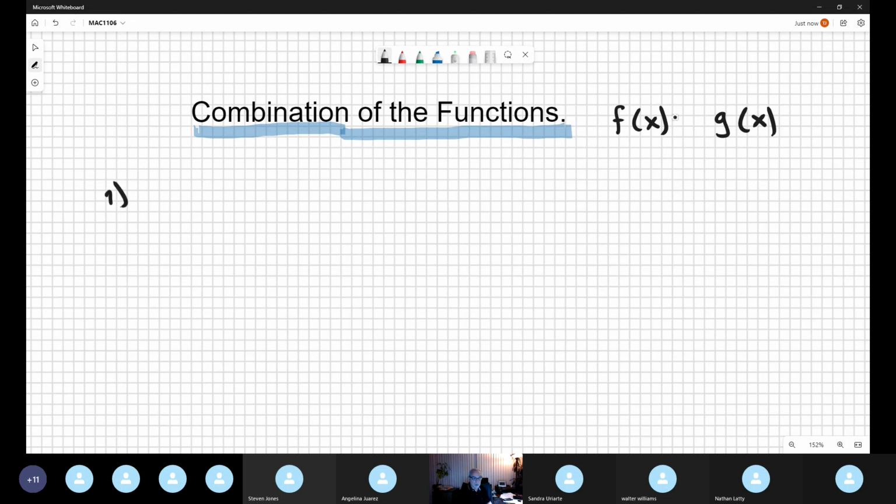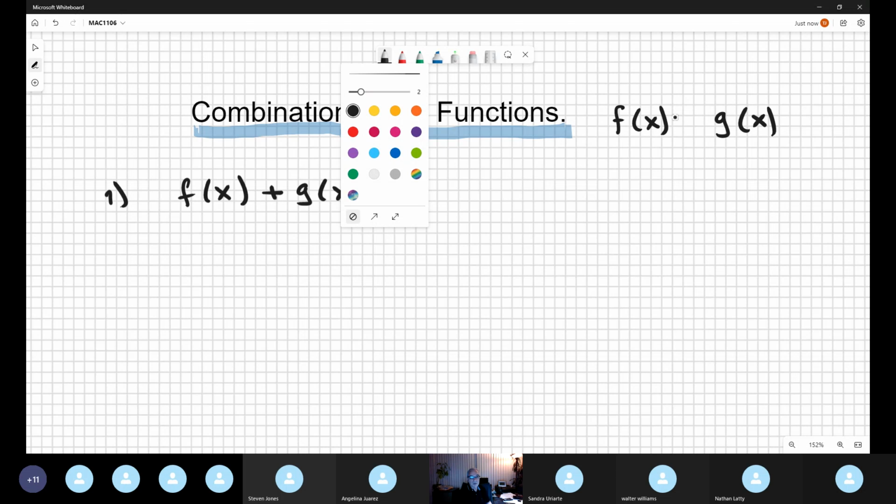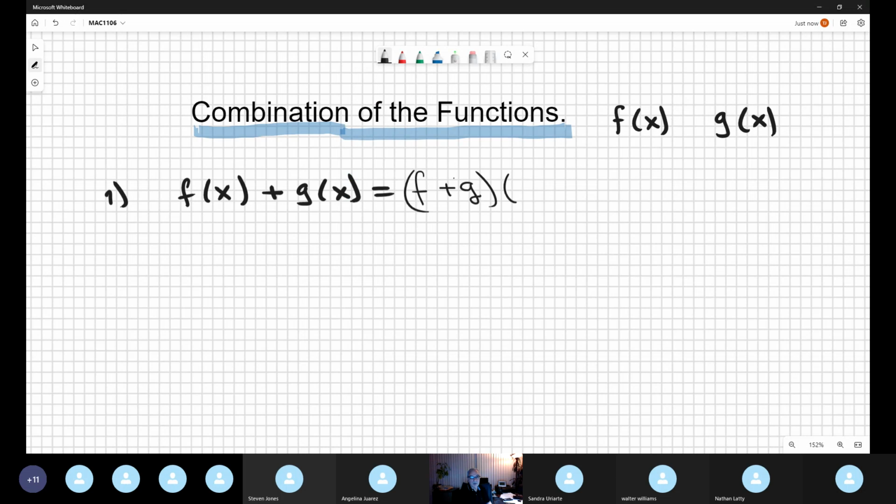The first one is addition. So this is you adding f of x plus g of x. And the symbolic way to indicate this idea is like (f plus g) of x. It's another notation.